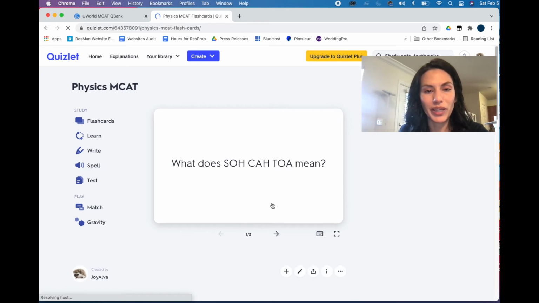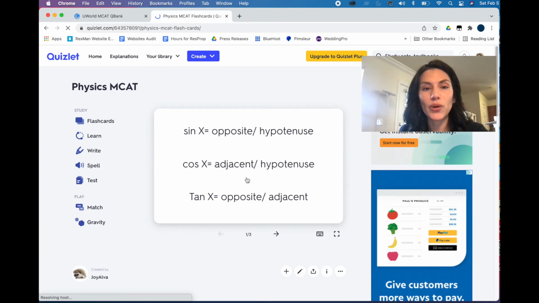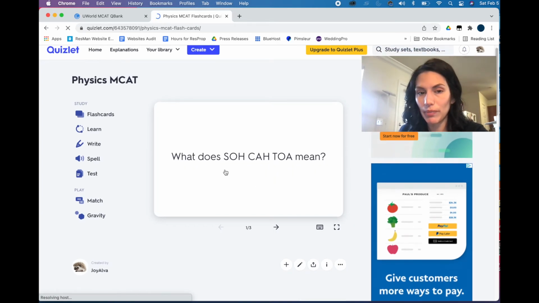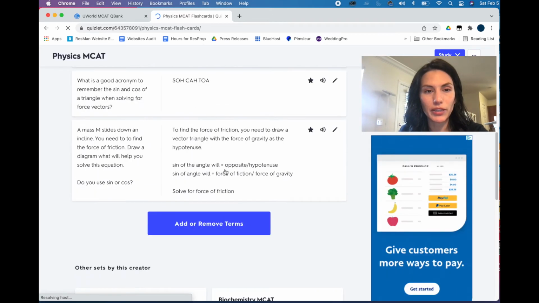What does SOHCAHTOA mean? So it means, sine of x equals opposite over hypotenuse, cosine of x equals adjacent over hypotenuse, et cetera, et cetera. This is one flashcard. And so if I hadn't already made this flashcard, I would make it. So let's pretend that this flashcard wasn't there.